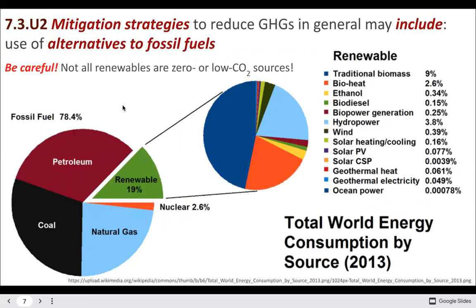We could use alternatives to fossil fuels. So we could use things like hydropower and wind and solar, etc. But a lot of these renewable sources still do produce some carbon dioxide or other greenhouse gases, or also might have some environmental impacts in how they're produced.